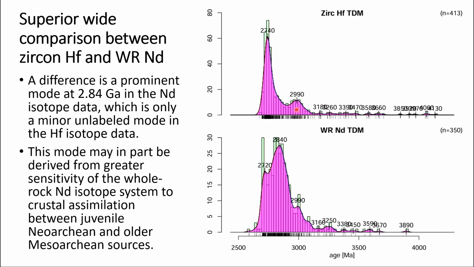But we find there's 2740, 2720, 2990, 3180, 3250. They match basically bang on. And so that's indicating that the depleted mantle model for neodymium is essentially equivalent to the depleted mantle model for hafnium that we developed.